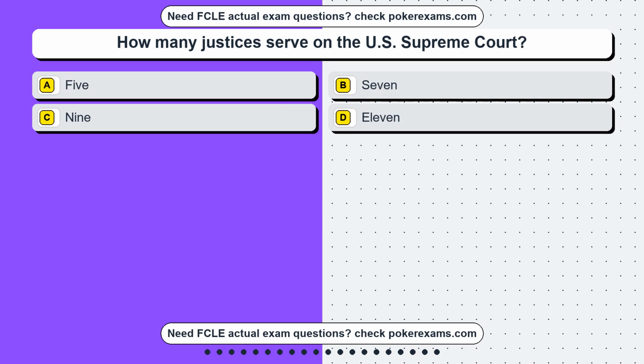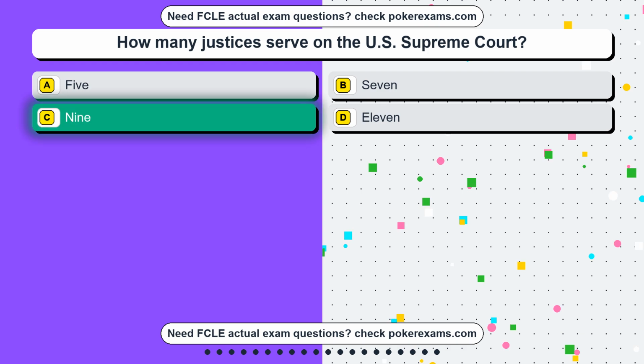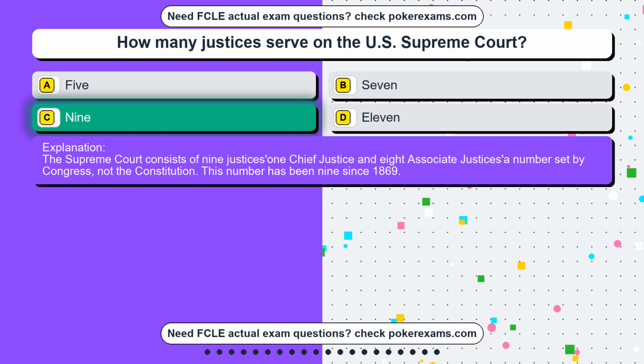Question 16. How many justices serve on the U.S. Supreme Court? Option A. 5. Option B. 7. Option C. 9. Option D. 11. The correct answer is option C. 9. The Supreme Court consists of 9 justices, 1 Chief Justice and 8 Associate Justices, a number set by Congress, not the Constitution. This number has been 9 since 1869.